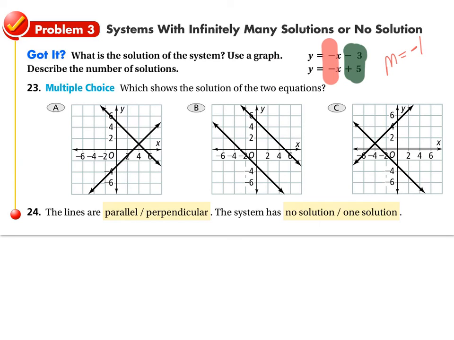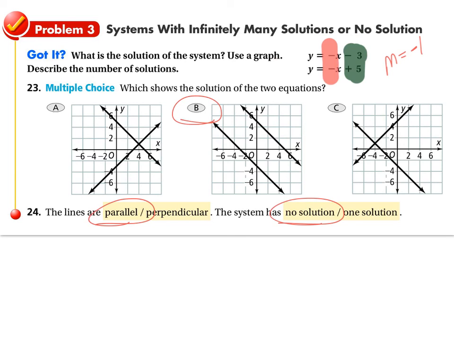Since they both have a negative slope, the only graph here that has two lines that are both negative slope is b. And the slope's the same, so we know they never cross. That means the lines are parallel. And since parallel lines never cross, there is no solution.